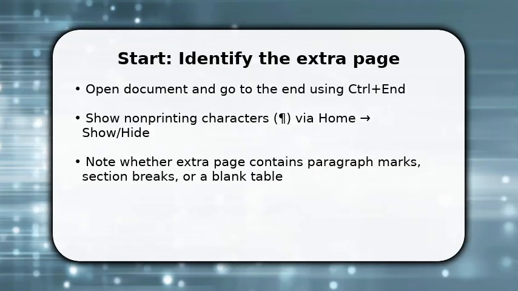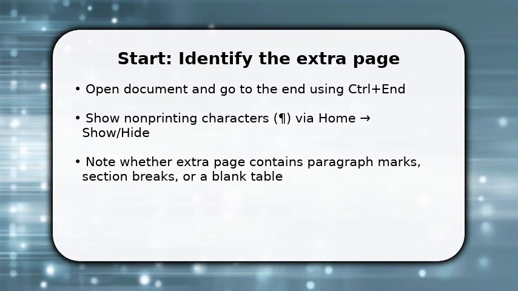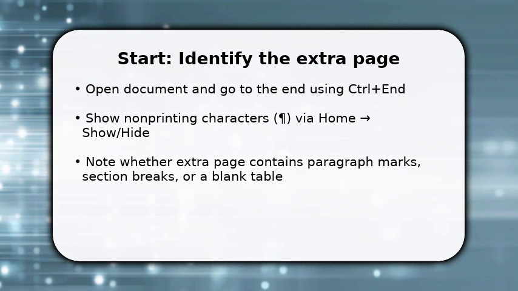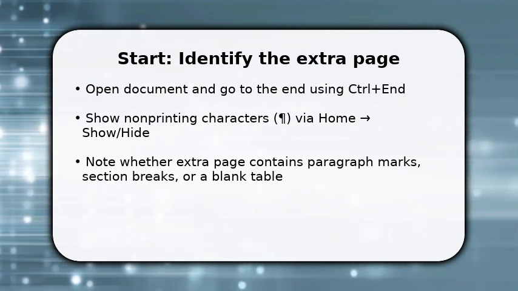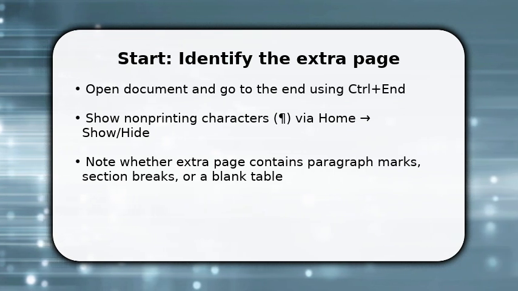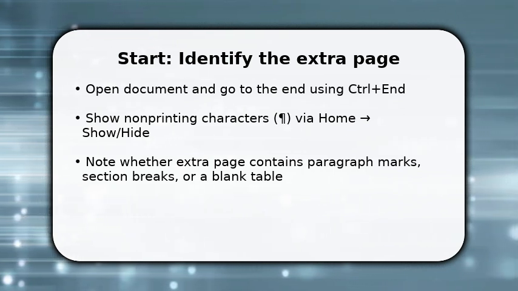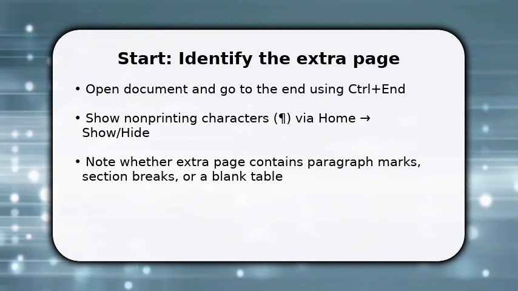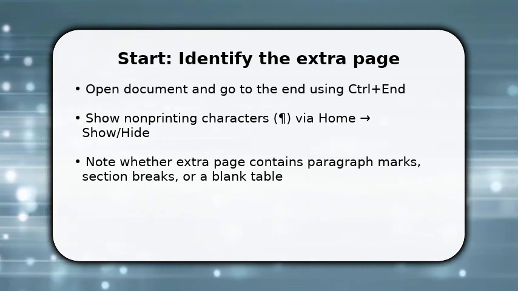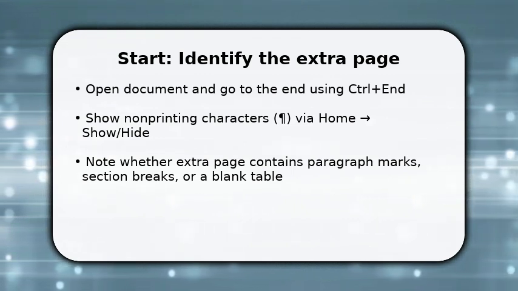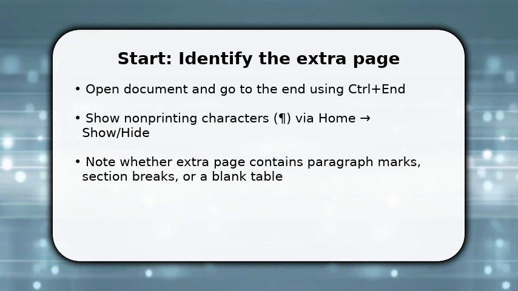You begin by finding exactly what's creating that extra page. Go to the end with Control plus End and turn on Show/Hide so you see paragraph marks and breaks. Once done, inspect the last visible symbols. A paragraph mark means extra empty paragraphs. A section break or empty table behaves differently. Make sure to click just before the final mark so you control deletion. This gives you the correct approach rather than guessing which tool to use next.